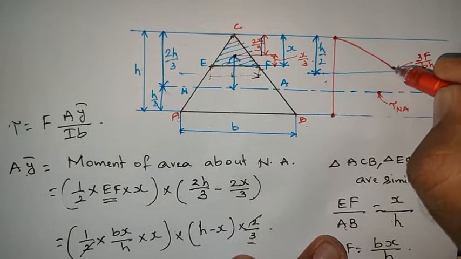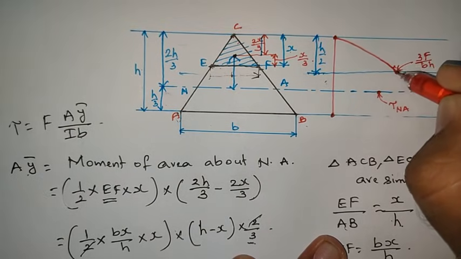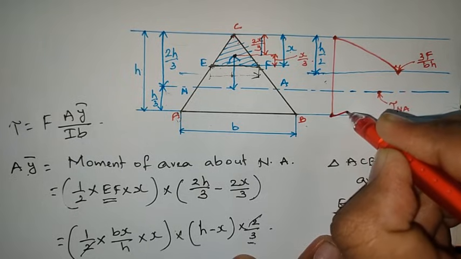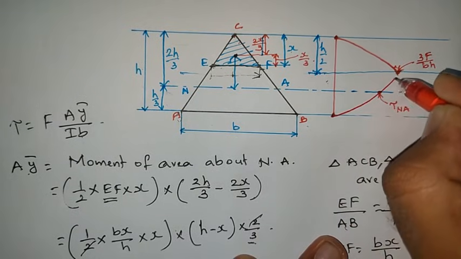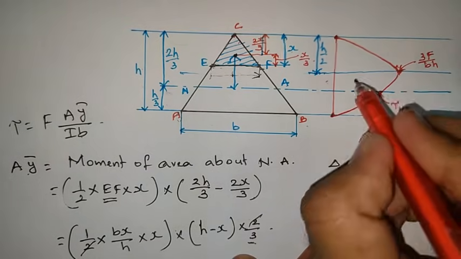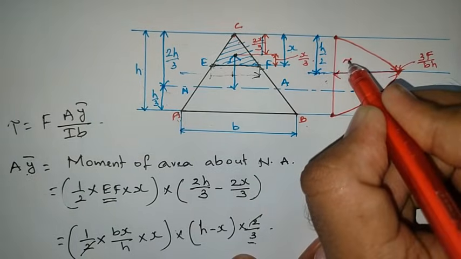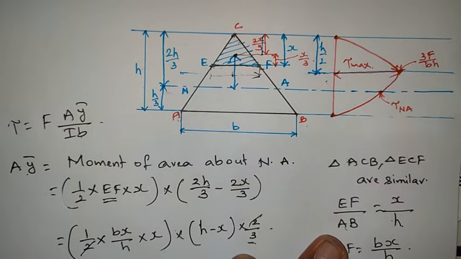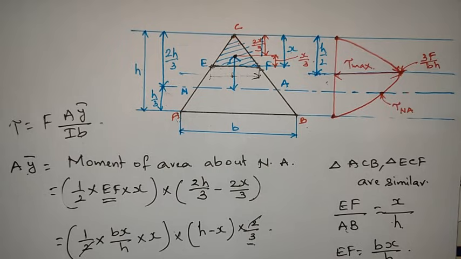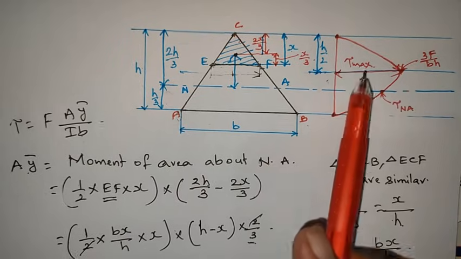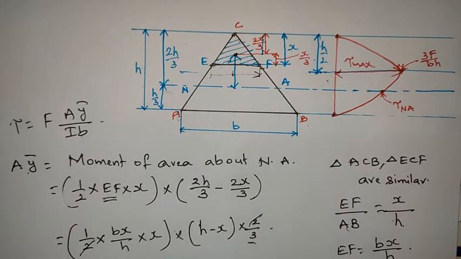Okay, so now draw a parabolic curve. As the shear stress expression is in x square, the shear stress changes parabolically. So now this one is the maximum shear stress. Okay, so like this we need to draw the shear stress distribution curve, maximum shear stress and shear stress at the neutral axis, right? So I hope you understand this derivation part.